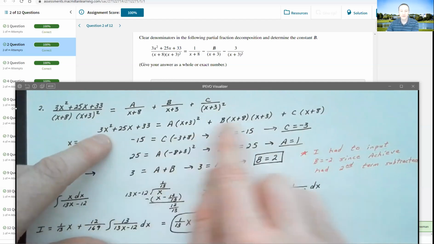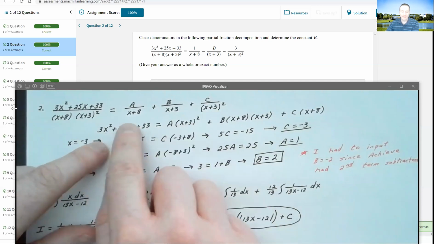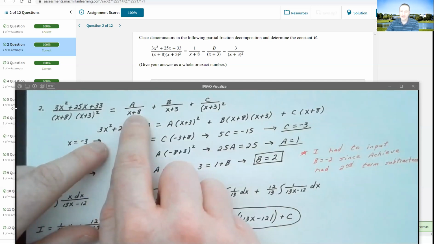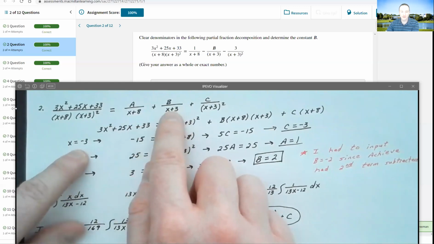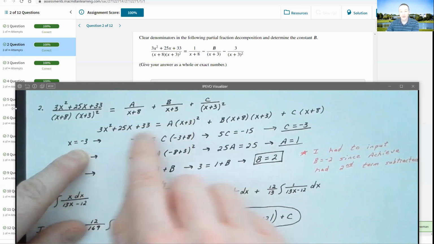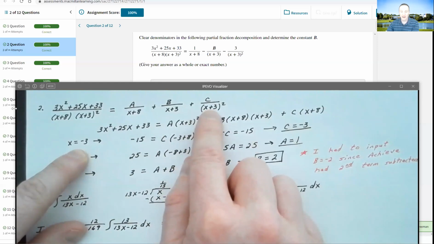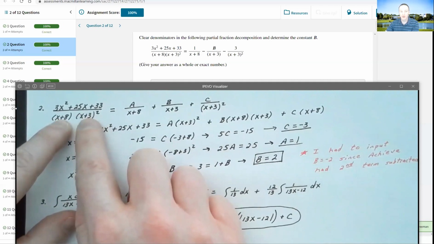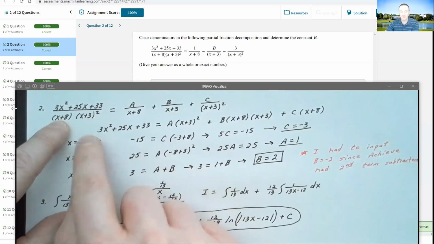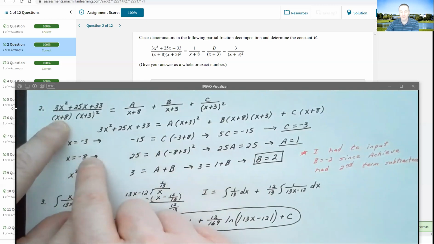Now, in solving for A, B, and C, I can set these denominators equal to 0. I could solve for B, or I should say C, if I let x equal negative 3. As long as you set each of your denominators equal to 0, you'll be able to solve for a variable. I know I can solve for a variable if I let x equal negative 3, and I know I can solve for a variable if I let x equal negative 8. Please notice those are the two values I let x equal.